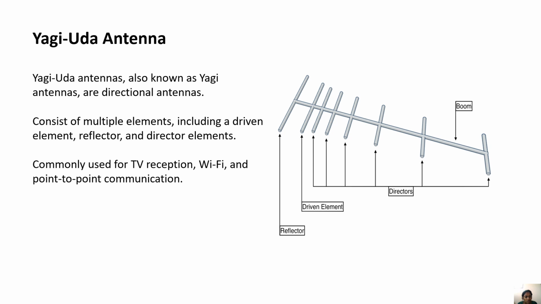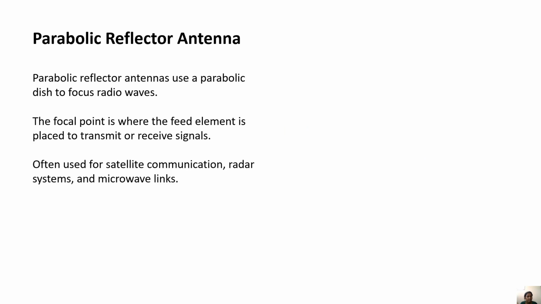Yagi antennas can also be made using one reflector, a driven folded dipole active element and directors mounted for horizontal polarization in the forward direction. It is commonly used in TV reception, Wi-Fi and point-to-point communication. And the next type is the parabolic reflector antenna.